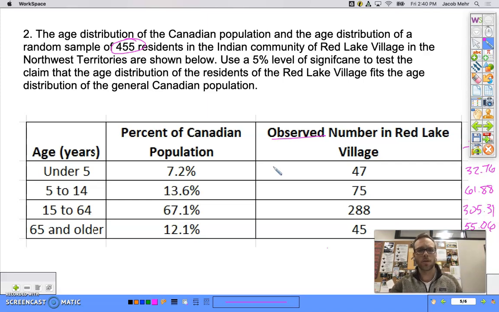So a cool test, again, this is called goodness of fit. We are seeing how well does this distribution fit? How good does it fit? How well does it fit the distribution of the entire Canadian population. So there's another example for you. I think you can work off this.